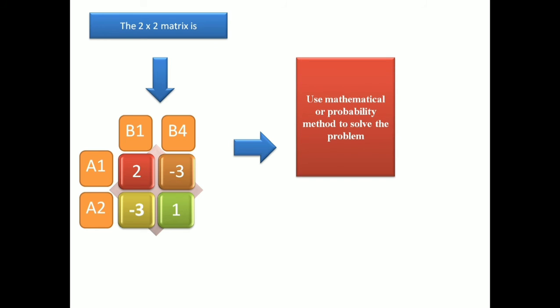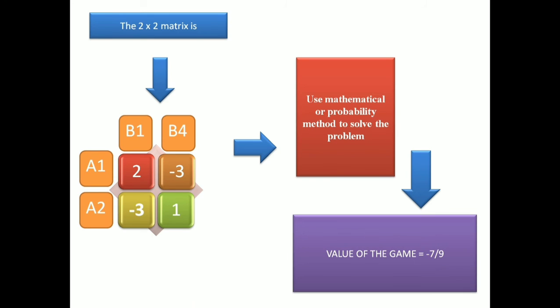So now we can solve this problem by using the mathematical method. I have already discussed the steps of the mathematical method: highest value minus lowest value, position changer, division by total, payoff, probability, value of the game. So you can solve this particular matrix by the mathematical method, and finally you will get the value of the game like this.